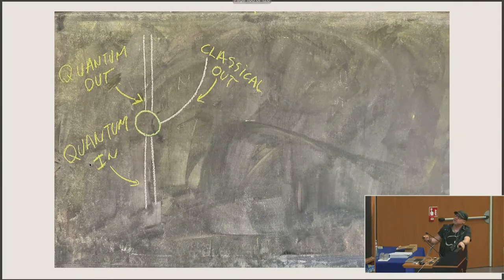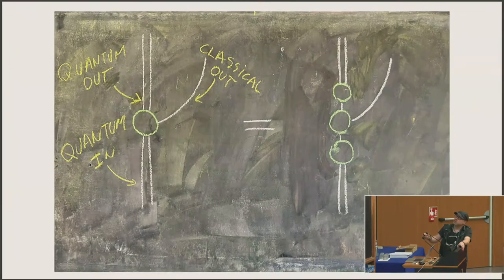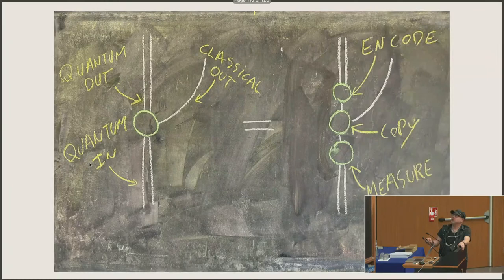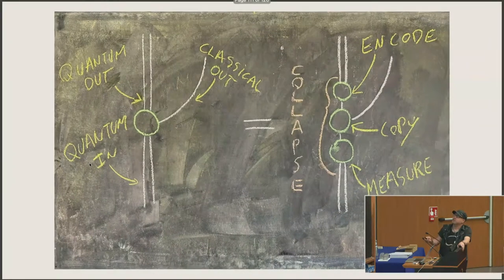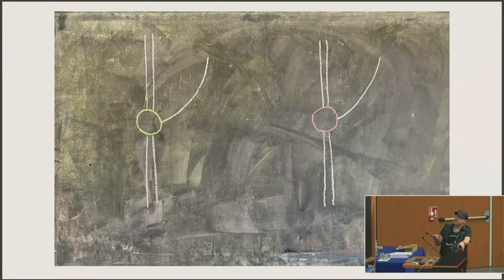Let's disentangle it. Here you've got quantum in, quantum out, and classical out. This is as if you do a measurement, then you copy the outcome, and then you encode again. This corresponds to the collapse. This really is the collapse which is happening here. Now you can see this internal spider, this collapse of the wave packet, like people say. So I've got two non-demolition measurements, one in Z, one in X.